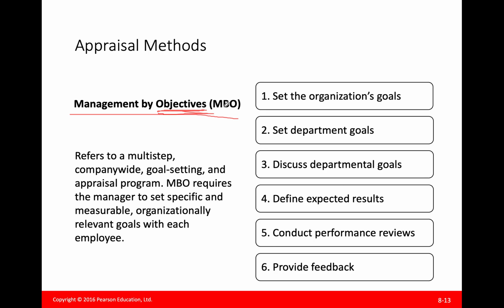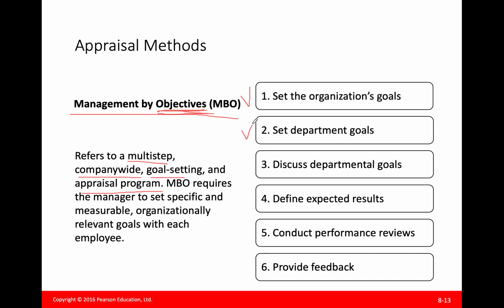In this method, this is a multi-step, company-wide goal setting and appraisal program. So this management by objective approach is not just about the performance appraisal, it's about the goal setting process as well. So what happens is they set the organization's goals. First step, set the organization's goals. Our goal this year is maybe to increase sales by 50%.